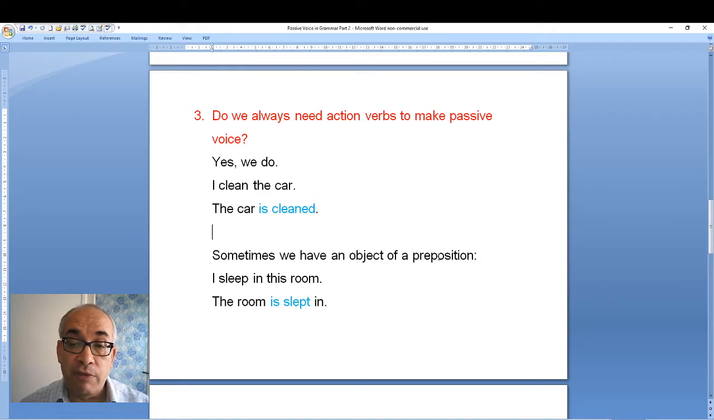Sometimes we have an object of a preposition. I sleep in this room. So here, after sleep, you don't see an object, but you see in, which is a preposition, and you see this room. So this, we call it an object of a preposition, which is a little bit difficult for some students because in many languages, prepositions do not take an object. But in English, prepositions can take an object. So the room, I sleep in this room. The room is slept in. So is slept is passive voice. Be PP. This is the grammatical rule.